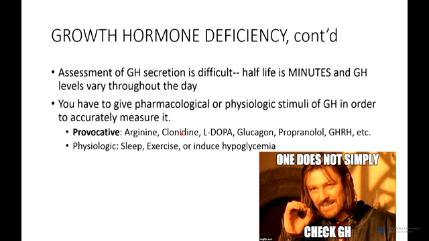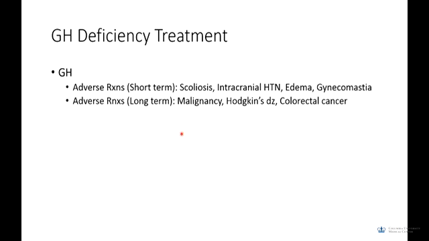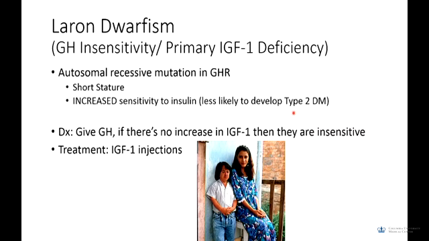Okay. Treatment, give GH. As Megan mentioned before, these can have really bad adverse reactions. You can get scoliosis as a child. You can have edema, all these sorts of things. Especially long-term, you can get cancers. As you can imagine, anything that's proliferative can cause cancer, so growth hormone would be really problematic.